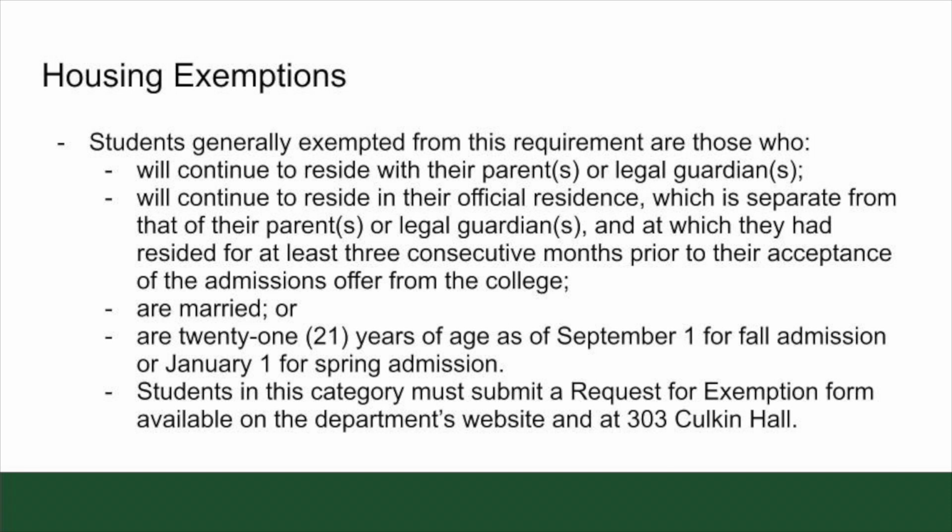However, we do have some housing exemptions to that requirement. Students who will be residing with their parents or legal guardians, who will continue to reside in their official residence, which is separate from their parents, and they've resided in that residence for at least 3 consecutive months prior to their acceptance of admission from the college, who are married or are over the age of 21 as of September 1st for fall admission or January 1st for spring admission, can be exempt from the housing requirement. For this, the request for exemption form must be filled out, which we have available on our department website and in our office at 303 Culkin.